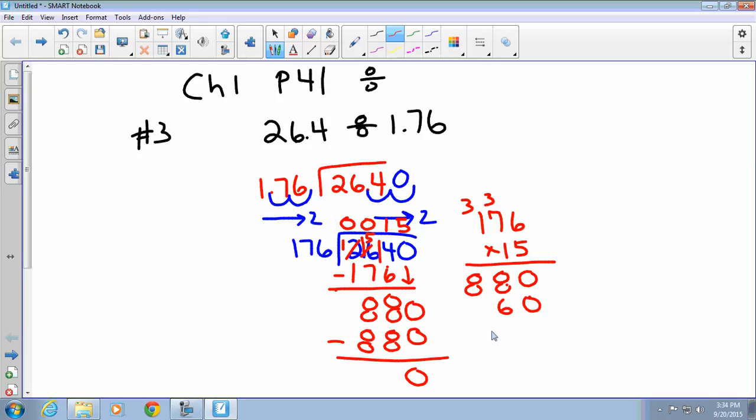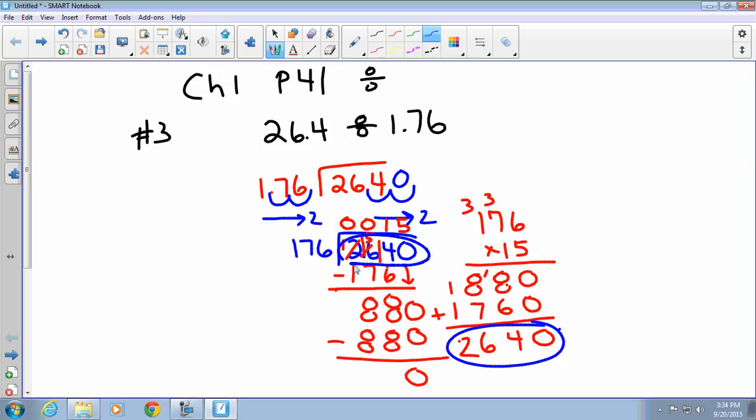1 times 6 is 6. 1 times 7 is 7. 1 times 1 is 1. 0, 4, 1, 8, and 7 is 15 plus 1 is 16. Carry the 1. That would be 2. Make sure I add. 2640. And 2640 right here is the number that we started with, 2640. So I know I have done my problem correct.